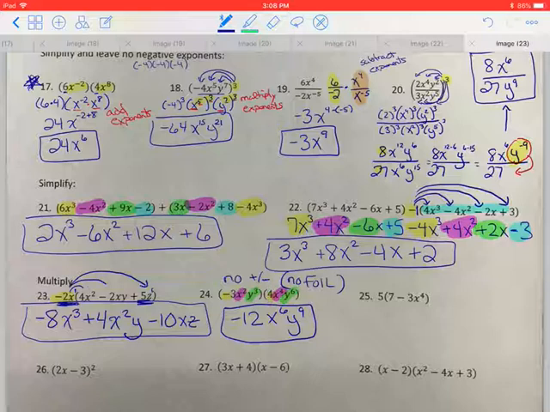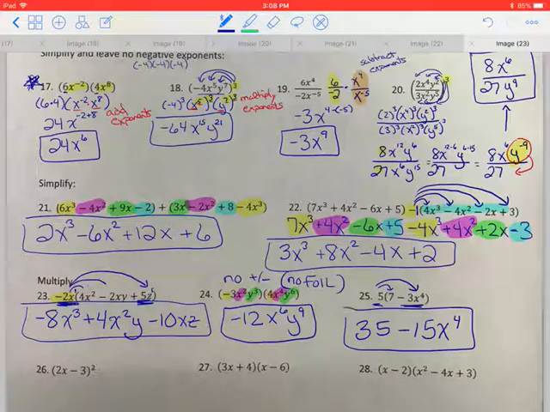All right, and then for 25, we are distributing just a 5. So I'm going to multiply 5 times 7, and I'm going to get 35. And then I'm going to multiply 5 times negative 3x to the 4th, and that'll be negative 15. And then I just bring that x to the 4th down. Those are not similar, so I'm going to stop right there.